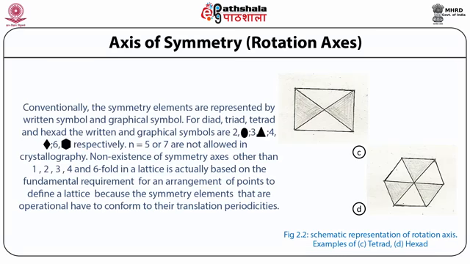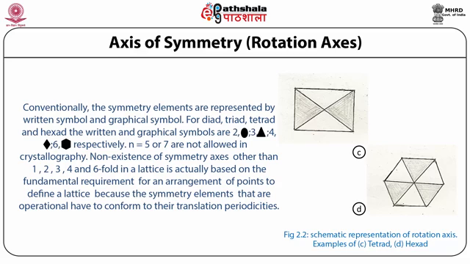Conventionally, the symmetry elements are represented by written symbols and graphical symbols for dyad, triad, tetrad, and hexad. The written and graphical symbols are 2, shown in the form of an ellipse, 3 shown as a triangle, 4 shown in the form of a diamond, and 6 shown as a hexagon, respectively. n equal to 5 or 7 are not allowed in crystallography.